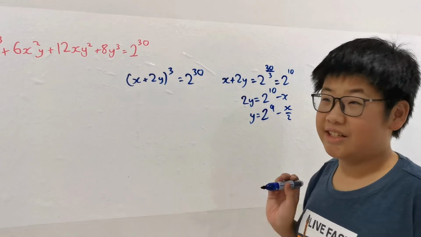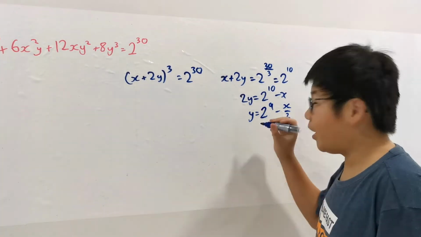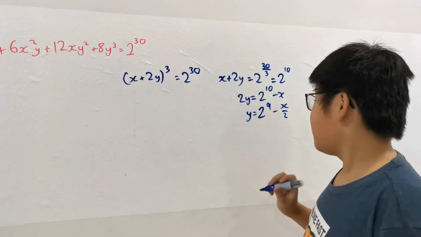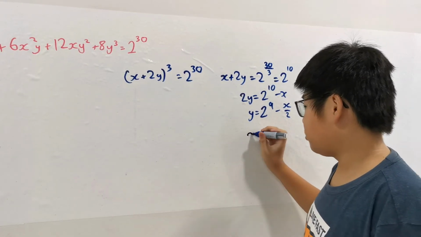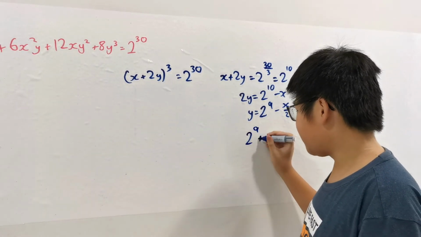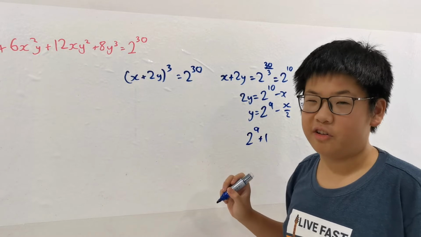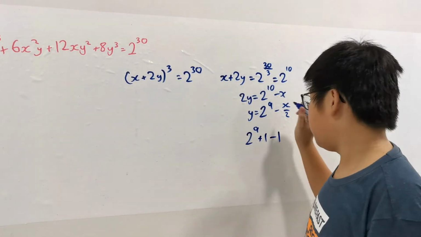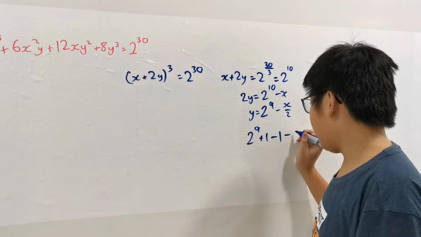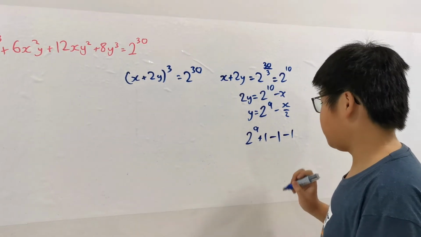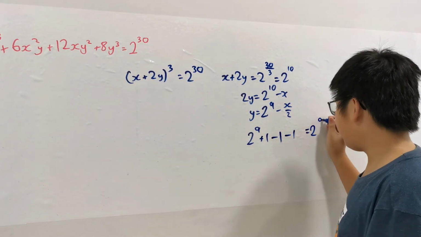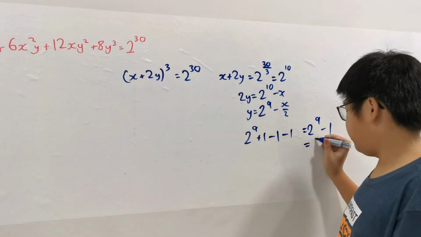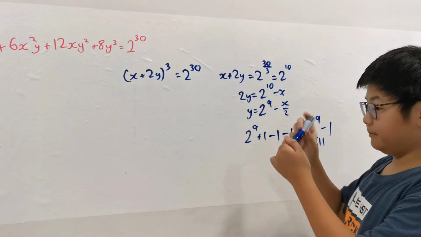Now, how many positive integer solutions are there? So we count 1 for every single value of y, because not every single value of x will result in an integer solution. So we have 2 to the power of 9 plus 1, since we have what's called the fence post error, and then we subtract 1 for the case where x is 0, and subtract 1 for the case where y is 0, and then we're left with 2 to the power of 9 minus 1 cases. Or, if you know your powers of 2, 511.